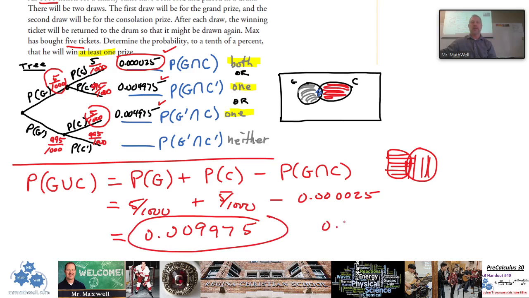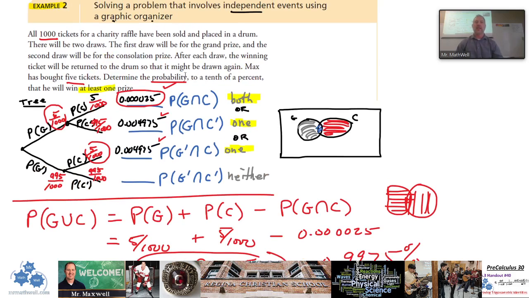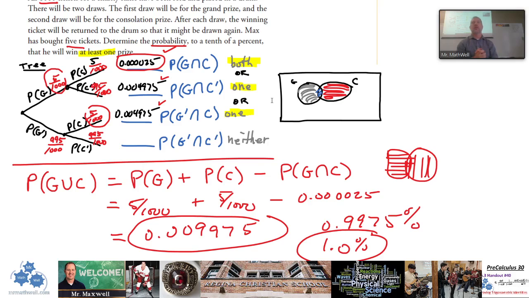Now, as a percent, that is 0.9975%. They ask you to round to the nearest percent, so that's 1.0%. So there's a total probability that you will win at least one prize of, rounded off, 1%. There's a probability of winning both, the probability of just winning the grand or just winning the consolation, and all of it would be all that added up. Okay, two different ways of seeing that.